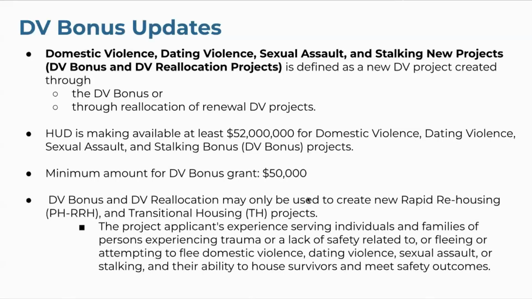DV bonus section. So the domestic violence, dating violence, sexual assault, and stalking new projects is defined as a new DV project created through the DV bonus or through the reallocation of renewal DV projects. HUD is making at least 52 million set aside for domestic violence projects, and the minimum amount for a DV bonus grant is $50,000. DV bonus and DV reallocation may only be used to create new wraparound housing and transitional housing projects.